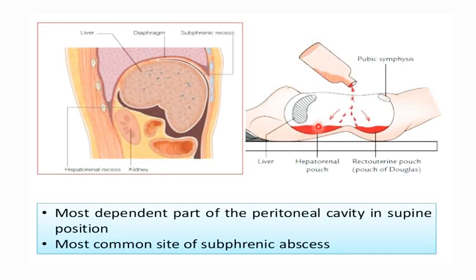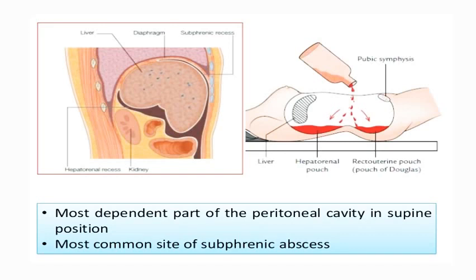So whenever there is any pathological accumulation of pus or fluid, whenever a person is lying supine, this is the area where it will be collected, and it is also the most common site of the formation of a subphrenic abscess. Now that is the situation when a person is lying supine.